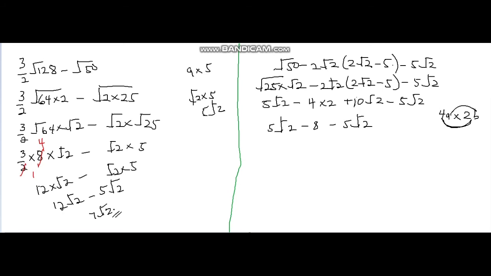Now from there, we can see clearly that this is 5 root 2 and this is also 5 root 2, right? So we can see clearly that we can add them because they are like terms. So this plus this will give me 10 root 2, then my minus 8 also will come. So that's the final answer for the second one as well.